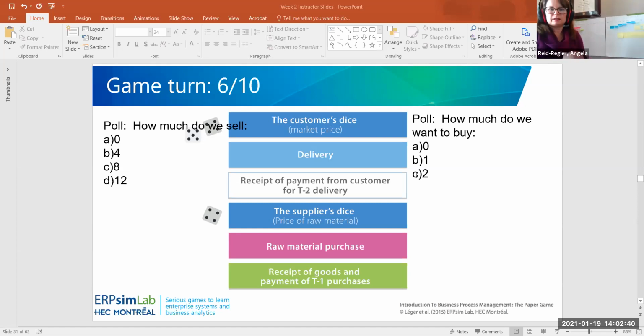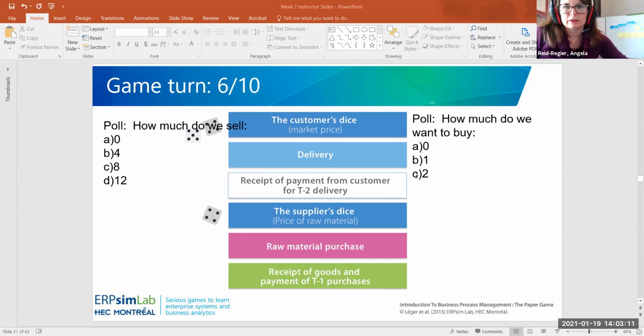Okay, so now let's see what we have to pay for our raw material. So I'll roll the dice and it's a 2. Great, $2. So we need to decide how much we're going to buy at once. So this is on the pink sheet. It's only $2, so let's buy 2. So here's our purchase order of 2 to our supplier. I'm going to put this on our supplier matrix. We're in turn 6. We're ordering 2 pieces of raw material.